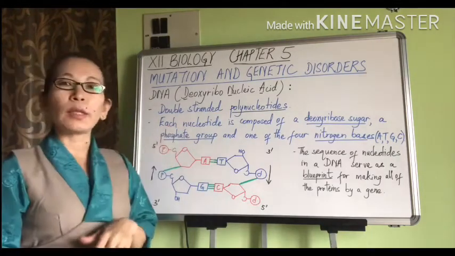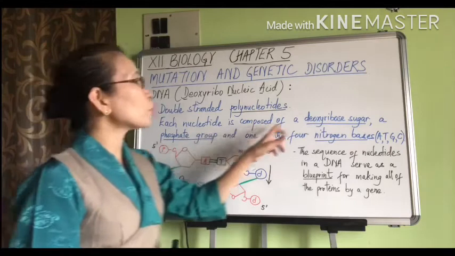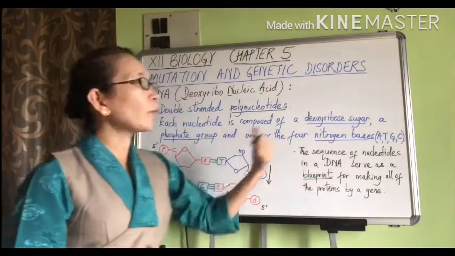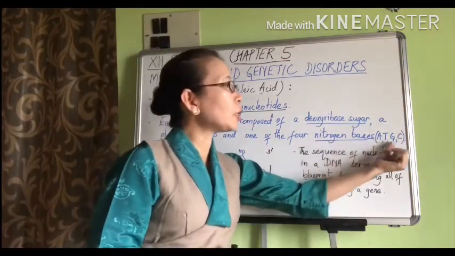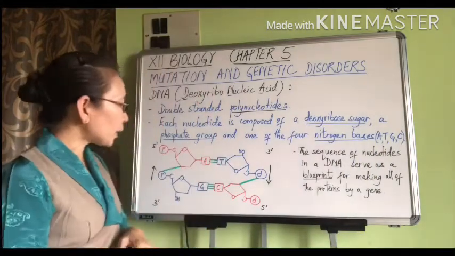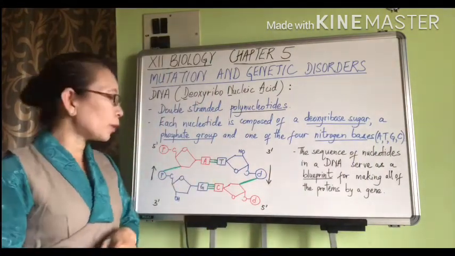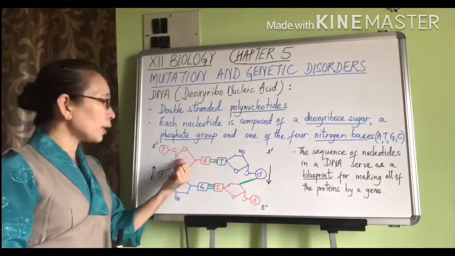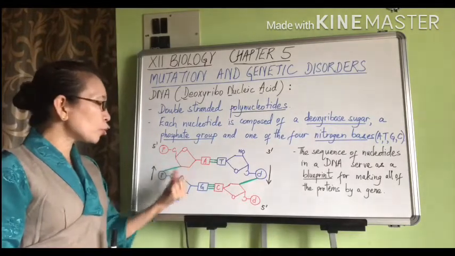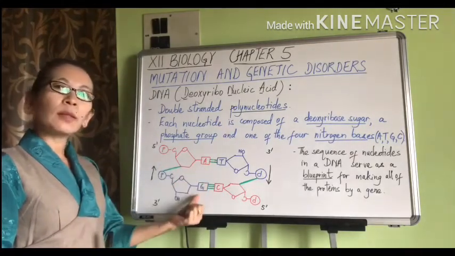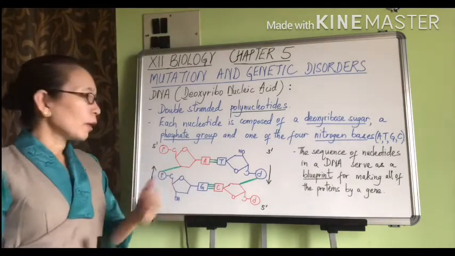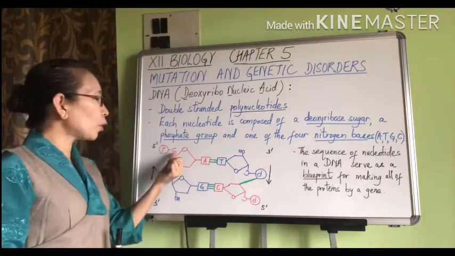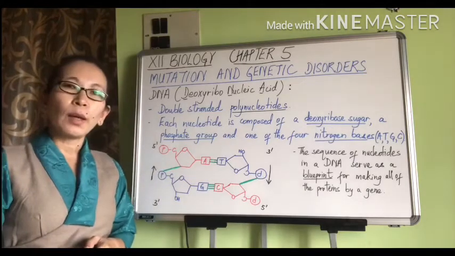Each nucleotide, each monomer of the DNA, is composed of three subunits: a deoxyribose sugar, a phosphate group, and one of the four nitrogen bases, which could be A, T, G, or C. Now let's look at this simple illustration of a double-stranded DNA having only two nucleotides. You can see that each nucleotide is composed of a ribose sugar, a nitrogen base, and a phosphate group. The first carbon of the sugar attaches to the nitrogen base, whereas the 5th carbon of the sugar attaches to the phosphate group.